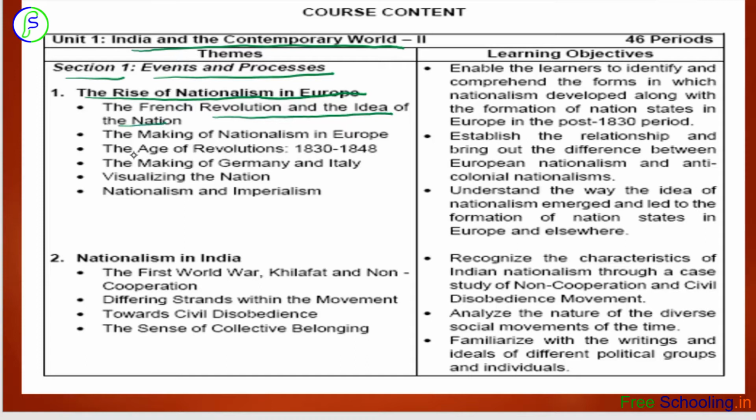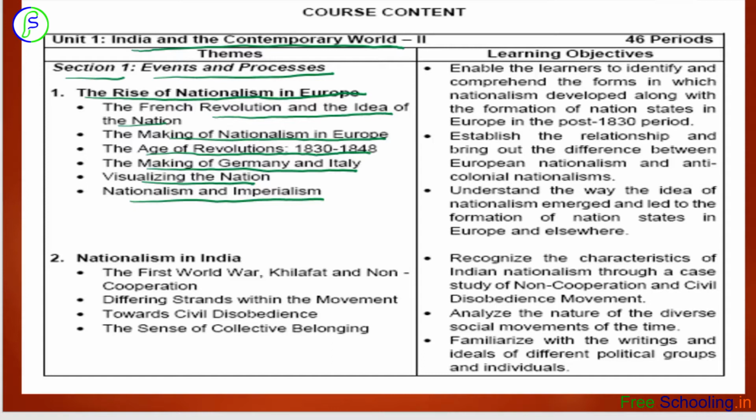the nation, the making of nationalism in Europe, the age of revolution, that is from 1813 to 1848, the making of Germany and Italy, visualizing the nation, and at last nationalism and imperialism. Okay, so these are all the topics that you need to cover in chapter 1 under section 1.